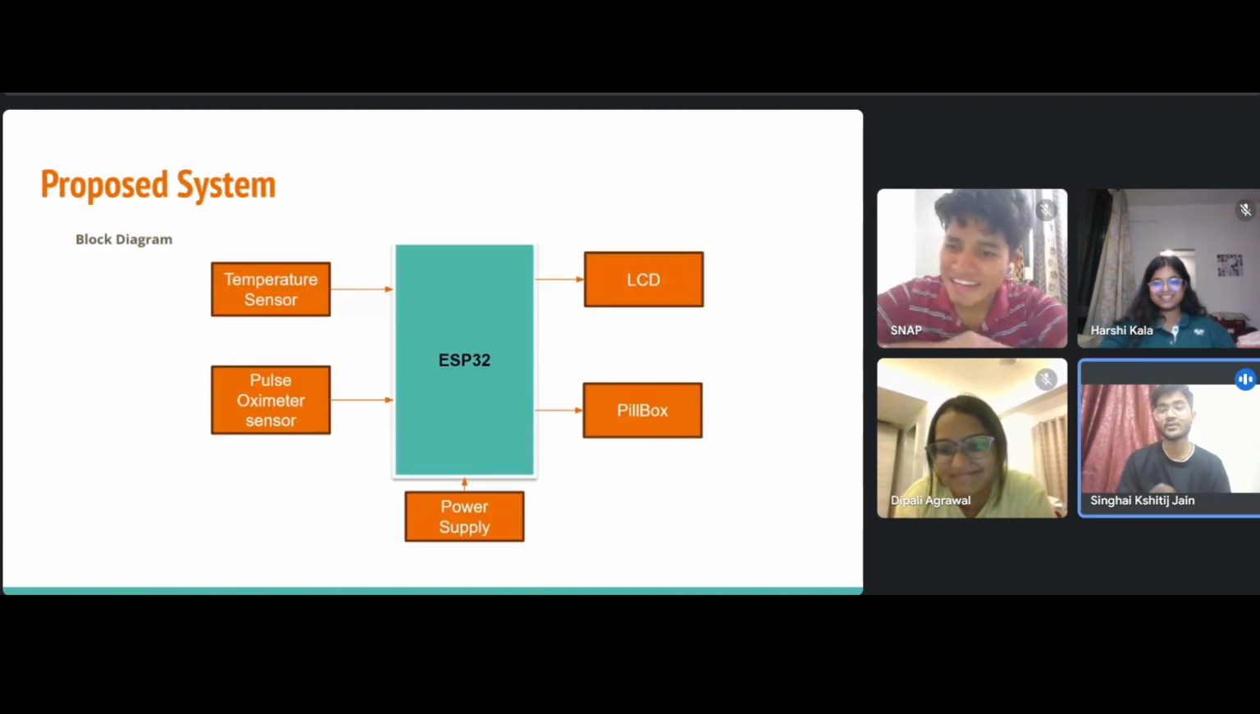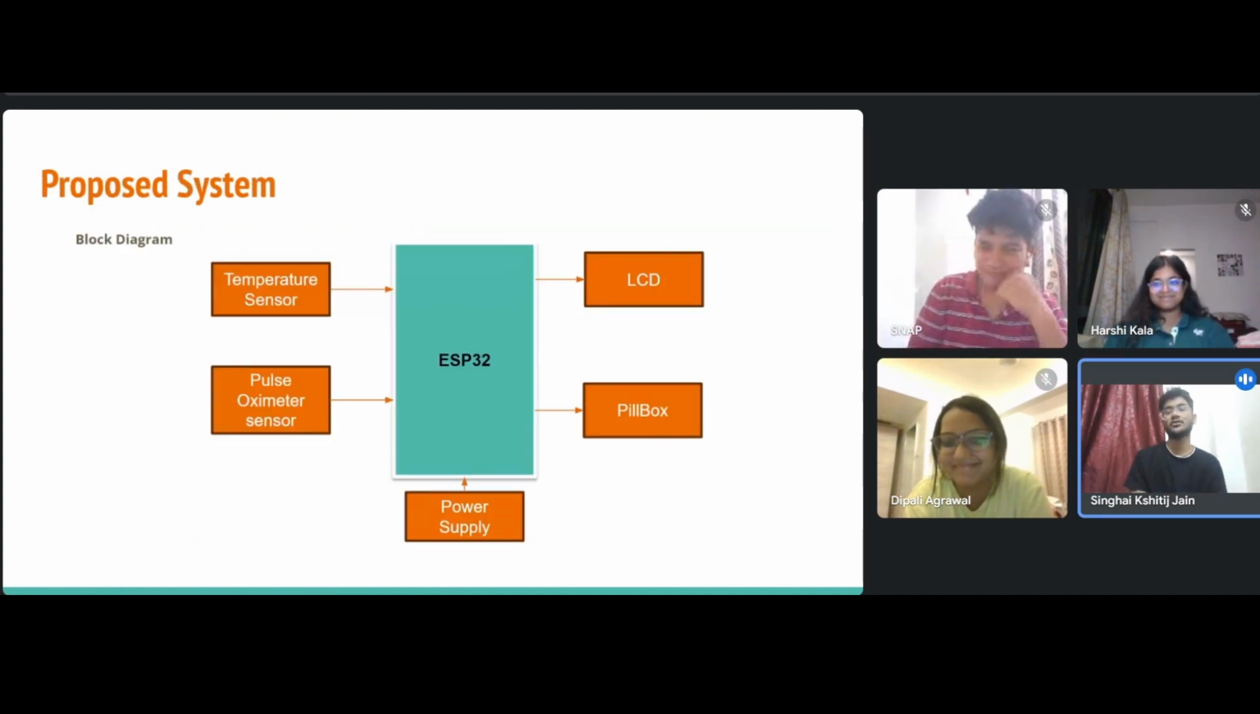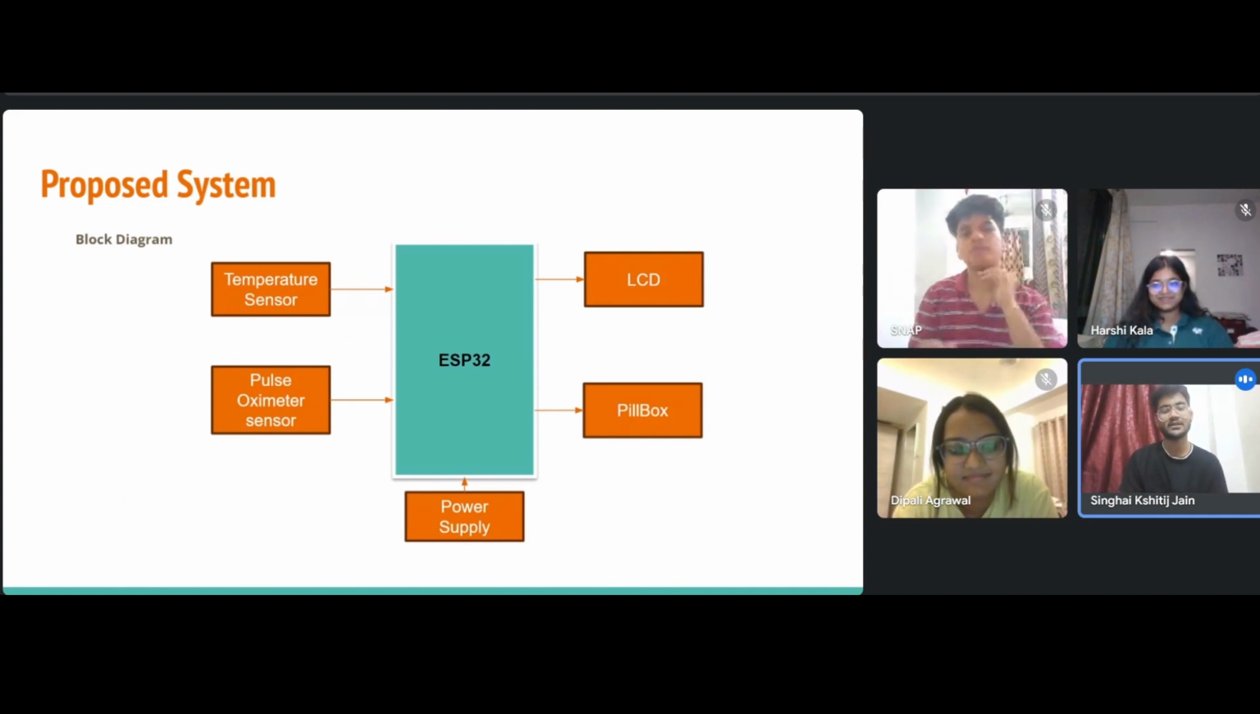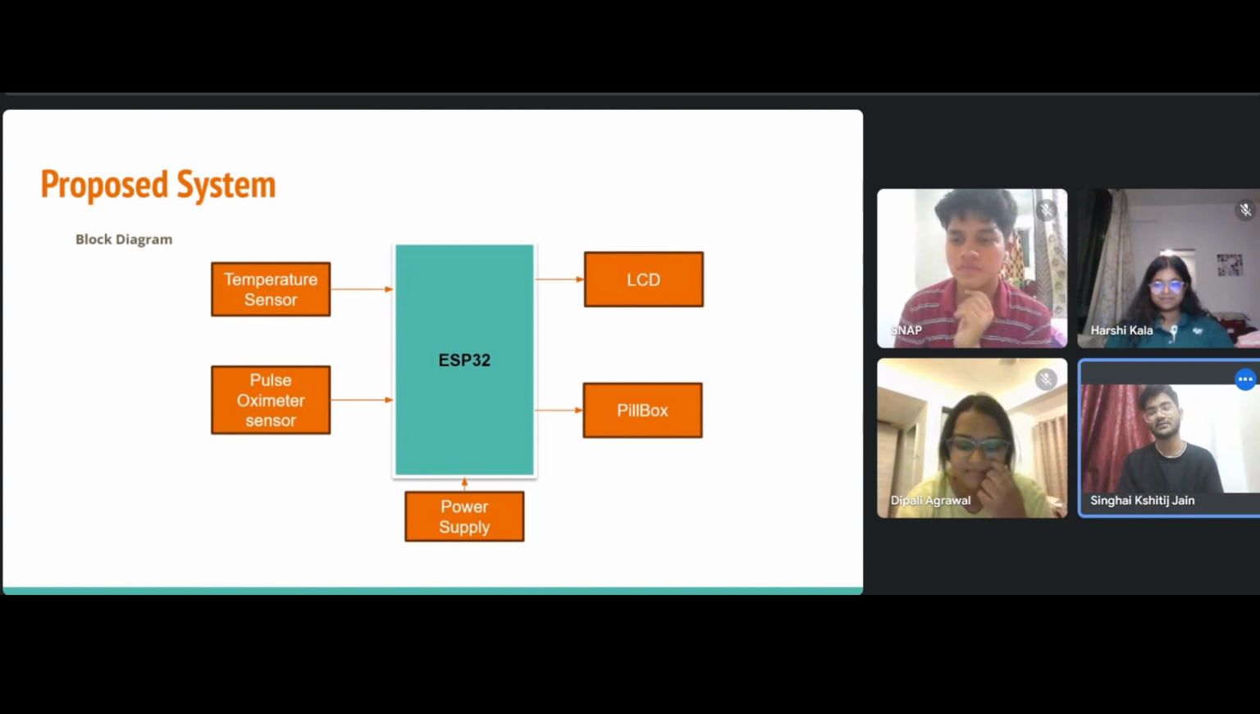So the block diagram of the proposed system is: we are using a temperature sensor for sensing the temperature of the human body, an LCD for displaying the output, a pulse oximeter sensor for sensing the pulse rate of the human body, a pillbox so that we can give the patient pills at the proposed time or the time required, and we also have a power supply as every function requires.